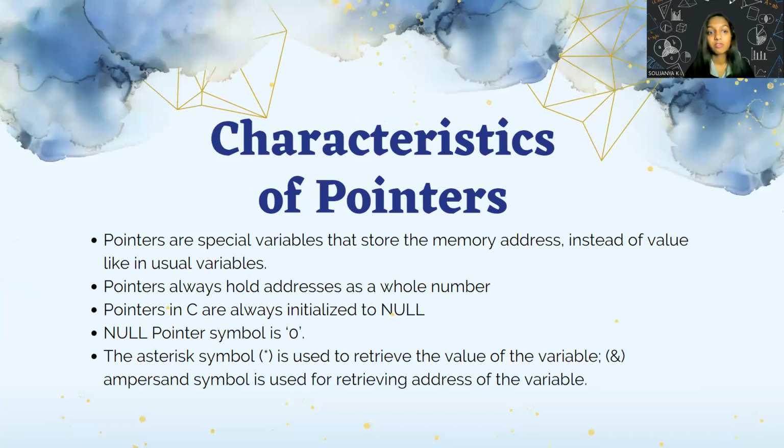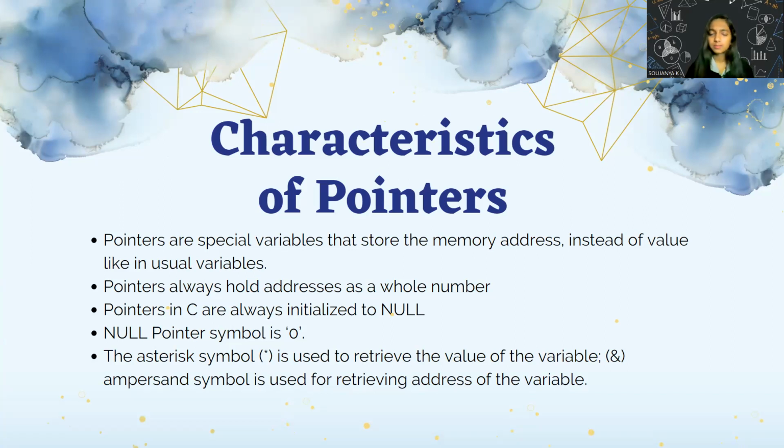Let's see the characteristics of pointers. Pointers are special variables that store the memory address instead of a value like usual variables. Usual variables store values, but pointers store the address of another variable which has a value. Pointers always hold addresses as a whole number. Pointers in C should always be initialized to null. It is necessary to remember this.